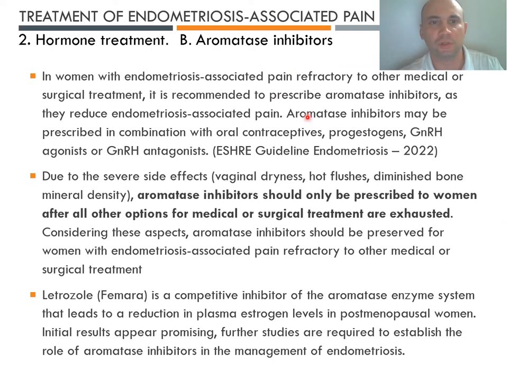In women with endometriosis-associated pain refractory to other medical or surgical treatment, it's recommended to prescribe aromatase inhibitors, as they reduce endometriosis-associated pain. Aromatase inhibitors may be prescribed in combination with oral contraceptives, progestogens, gonadotropin-releasing hormone agonists, or gonadotropin-releasing hormone antagonists. Due to severe side effects, vaginal dryness, hot flushes, and diminished bone mineral density, aromatase inhibitors should only be prescribed to women after all other options for medical or surgical treatment are exhausted. Considering those aspects, aromatase inhibitors should be reserved for women with endometriosis-associated pain refractory to other medical or surgical treatment.